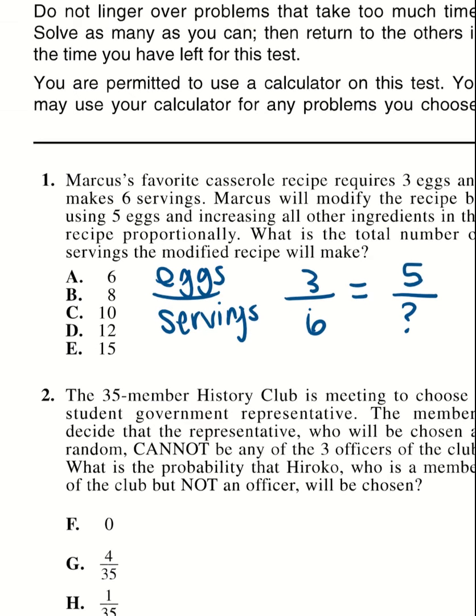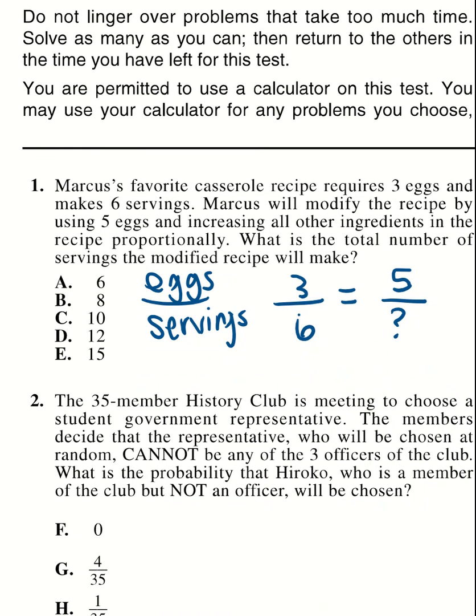And you can notice as you look at this that the number of servings is twice the number of eggs. So this number right here has to be twice 5, which would make that 10. And so the answer for number 1 is C, 10.